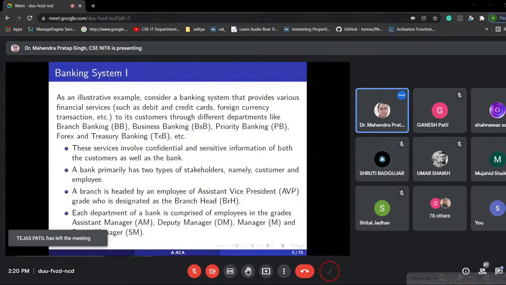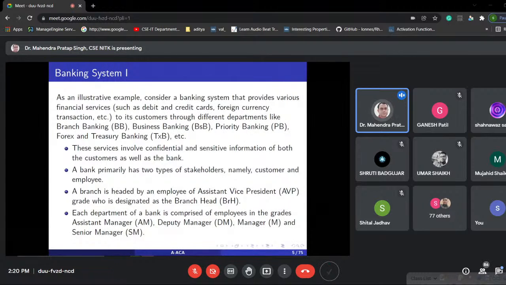Fine. One of the departments which is most common and known to all of us is the branch banking department, where we go and interact if, let's say, I want to open a new account, or get online banking access of my existing account, or go for mobile banking and all. Then you are going to interact with the branch banking department. Fine. Apart from that, we have business banking, priority banking, forex and treasury banking.